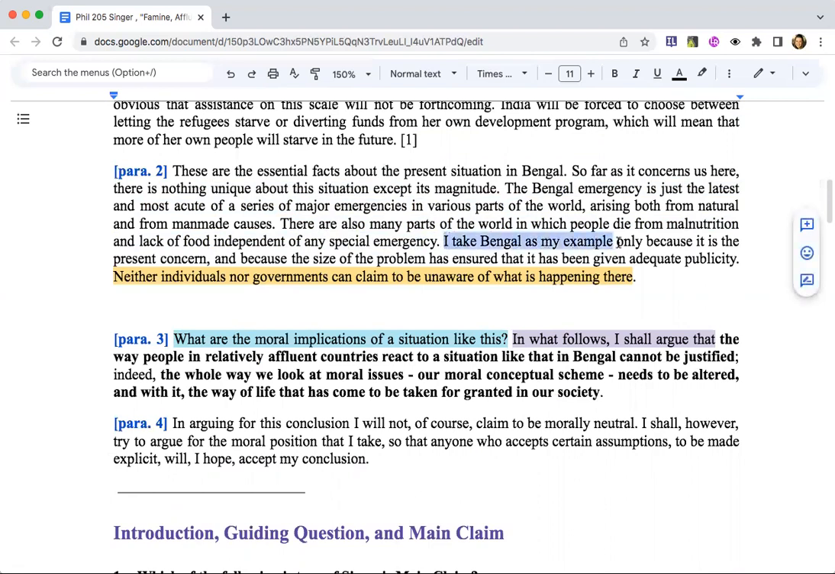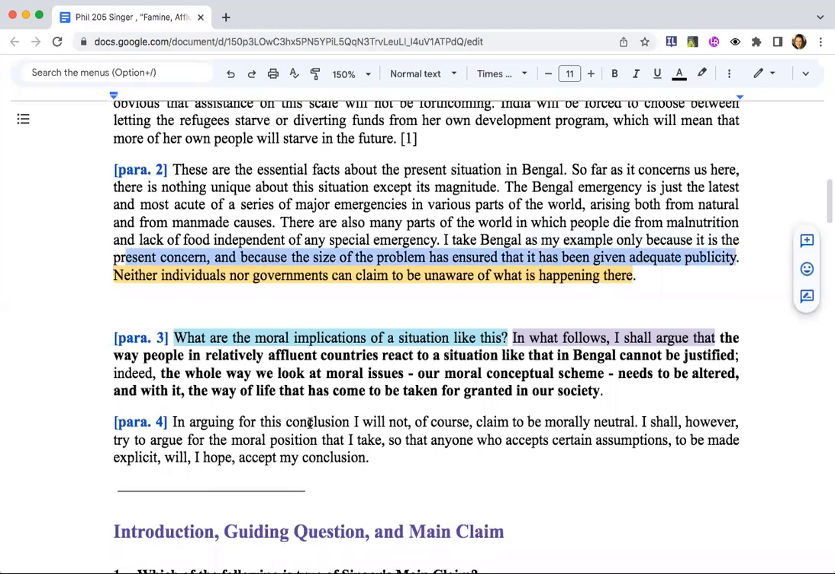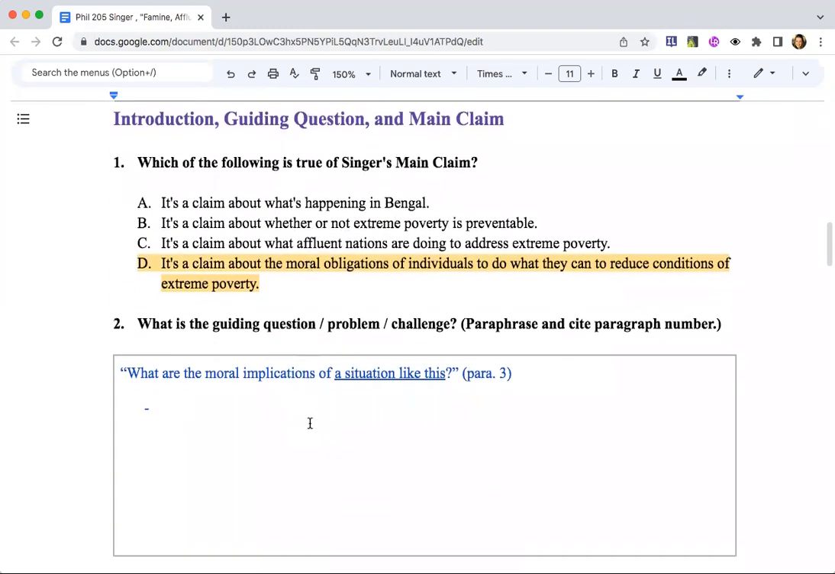And he says, I take Bengal as my example only because it happens to be the present concern and the size of the problem means it's gotten publicity. So there's nothing special about this case itself. It's situations like Bengal that are of interest. And the question is, what are the moral implications of situations like that? Well, what are the features? Let's start there.